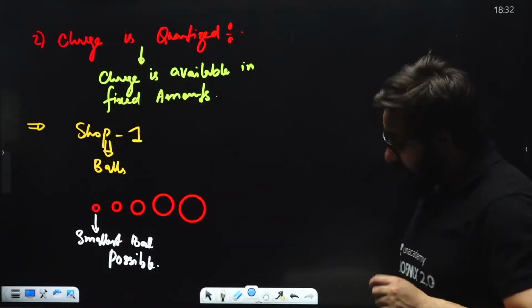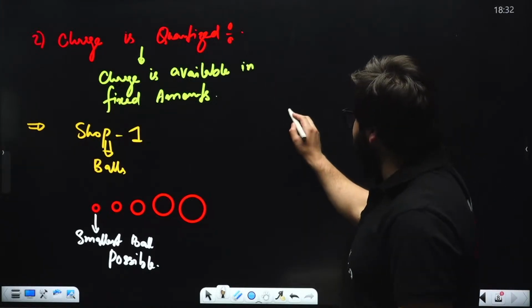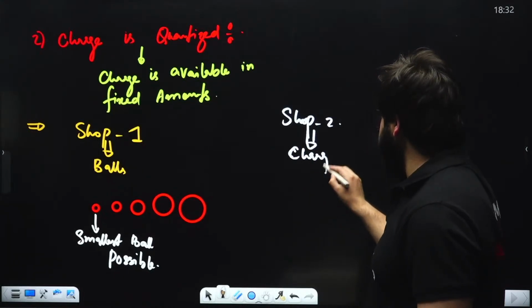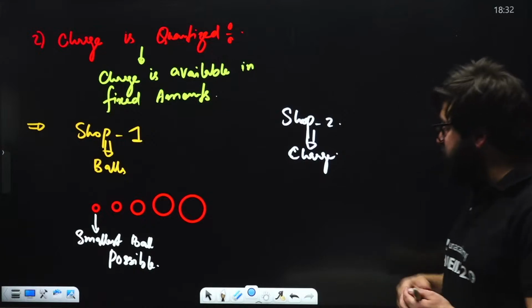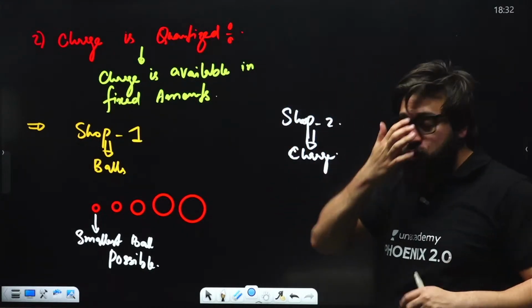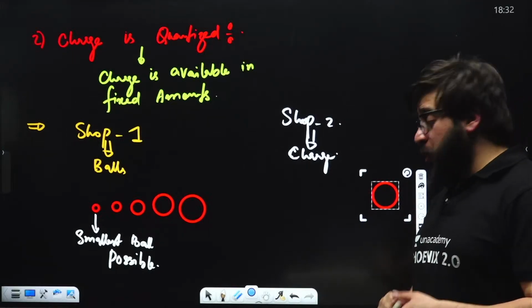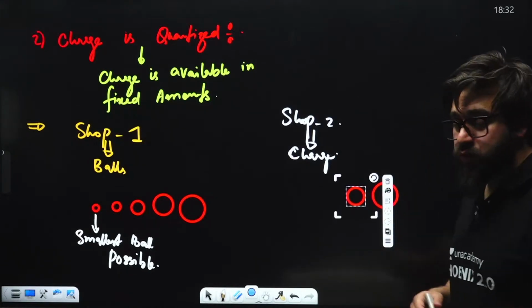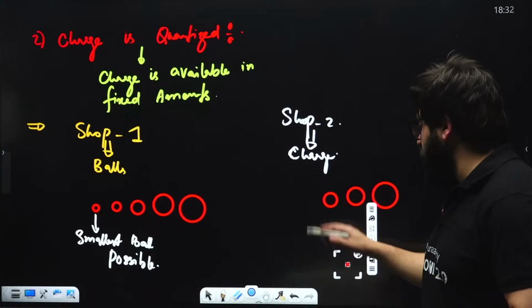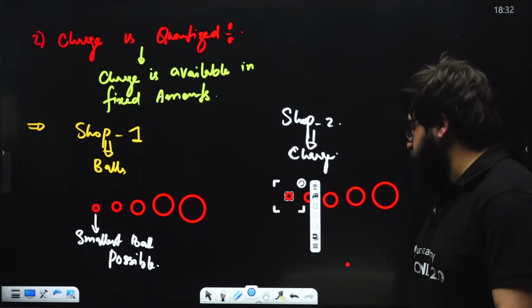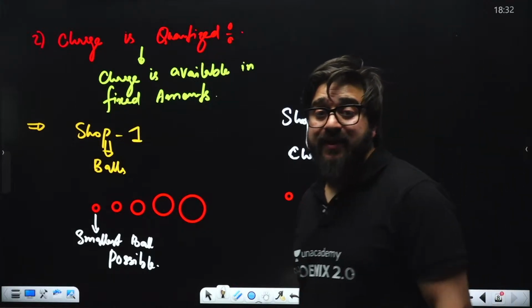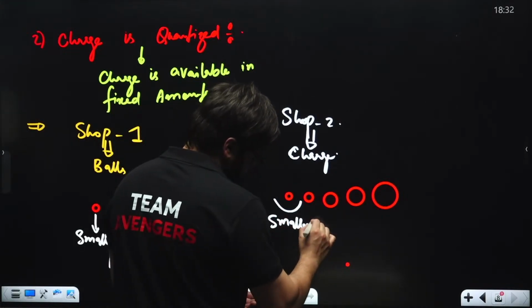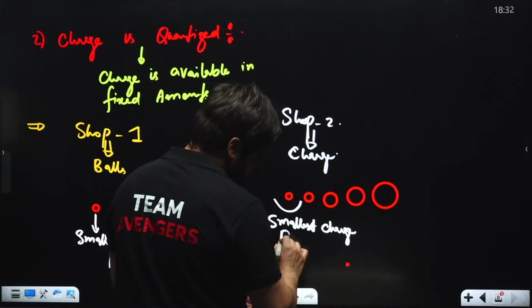Now, my dear friends, if I go to shop 2, this shop 2 is basically selling charge. This one is selling balls and this one is selling charge. And I asked this shopkeeper, give me the smallest charge that exists in your shop. He said, take this one. I said, no, smaller than this one. He said, then take this one. I said, no, smaller than this one. So I asked him, give me a smaller charge than this. He said, sir, this is the smallest charge possible.